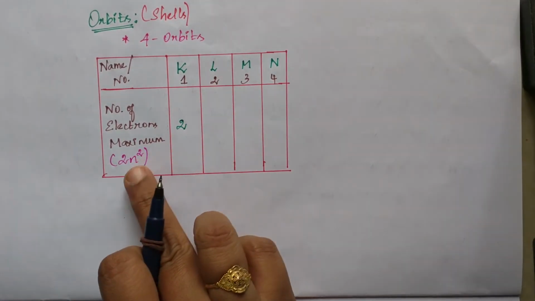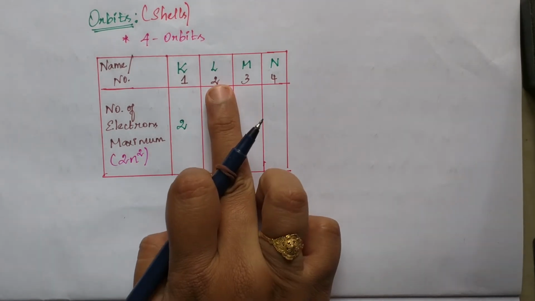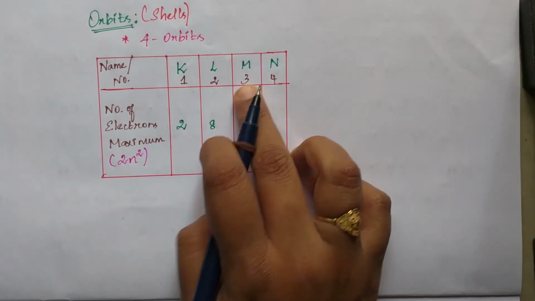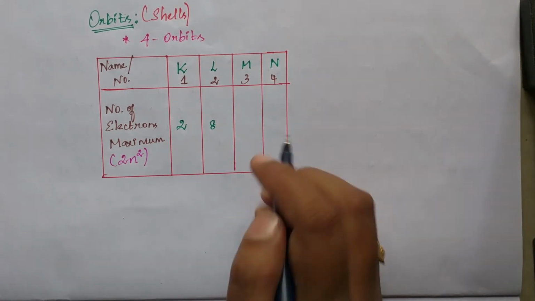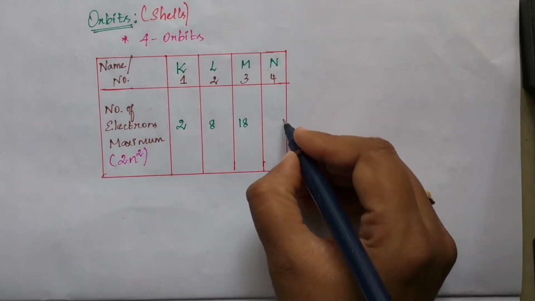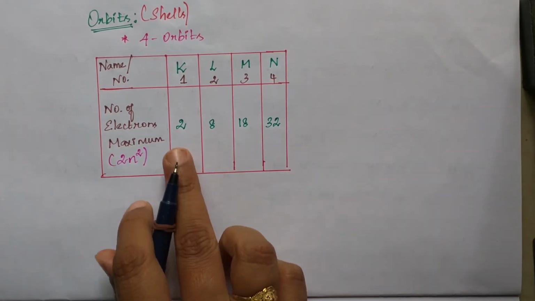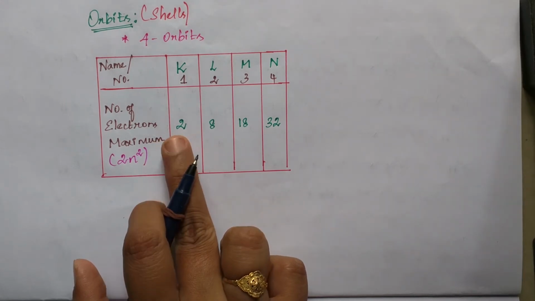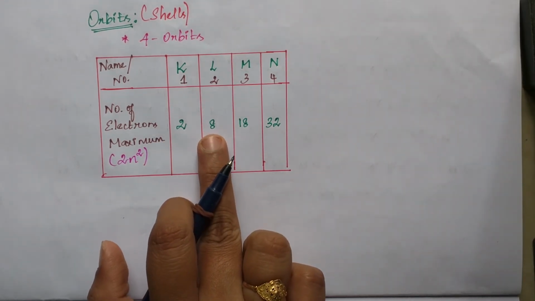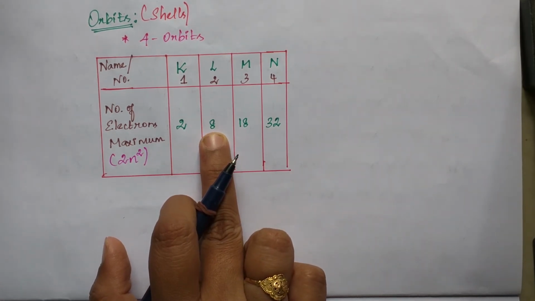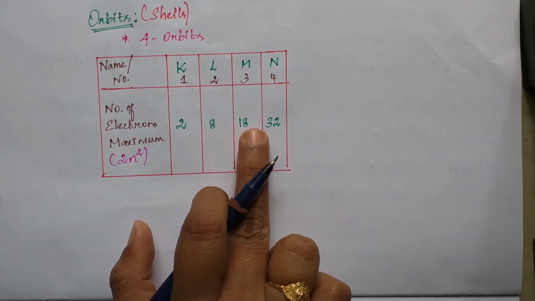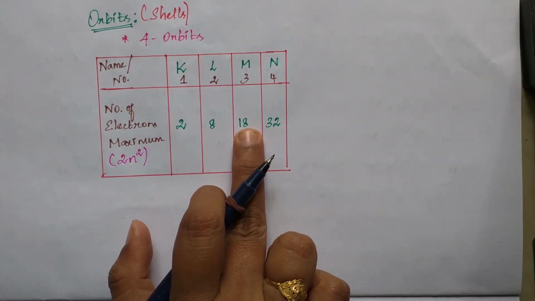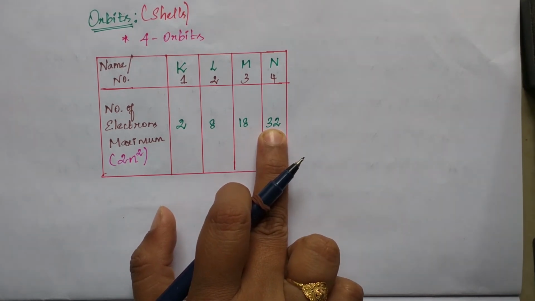Next, apply n equal to 2. Next, substitute n as 3, you will get 18. And substitute n equal to 4, you will get 32. That means in the K shell a maximum of 2 electrons we can fill. If more electrons are there, they will move to the next shell. Like that, in the L shell up to 8 electrons we can fill. If more than 8 electrons are there, they will move to the next shell, M. The M shell can fill up to 18. Next it moves to the N shell.